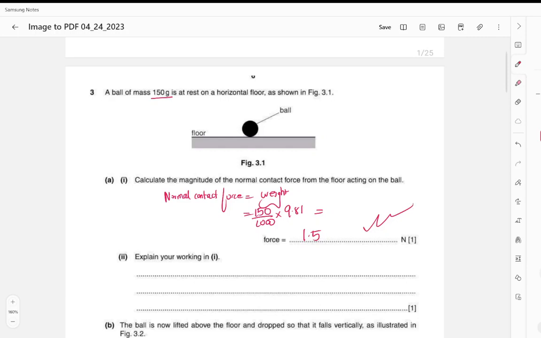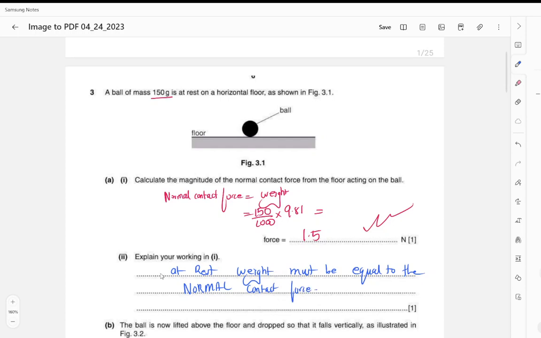Well, the explanation is that since the ball is at rest, weight must be equal to the normal contact force.